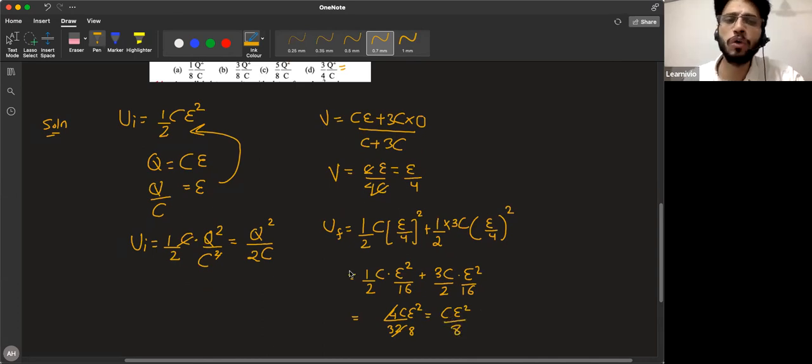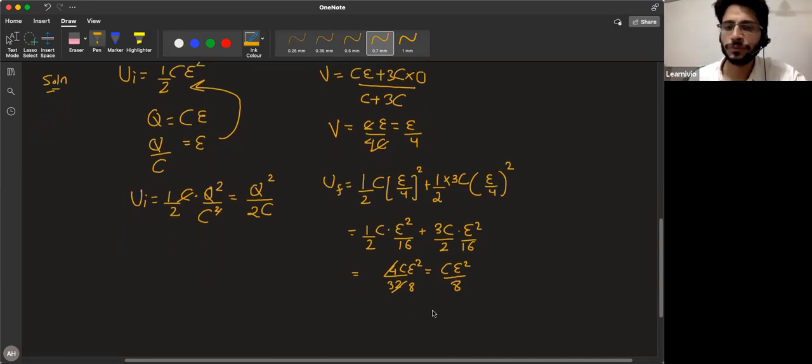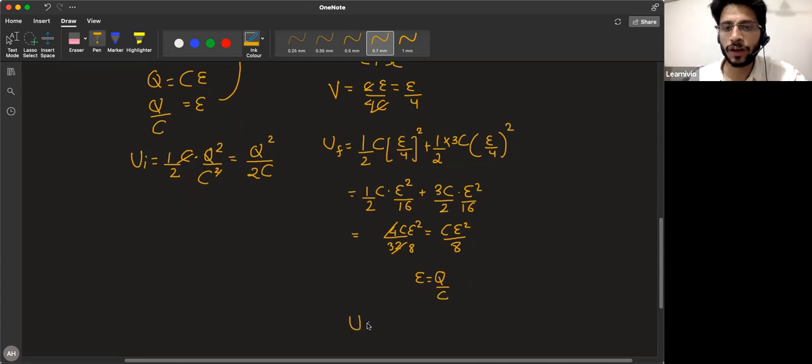And if you want, you can remove C using this equation from earlier. Q is equal to CE, so you can write E as Q by C. When you put it here, your final energy comes out to be C by 8 into E square, which is Q square by C square. So this is Q square by 8C. So initially this was the energy. Finally, this is the energy.